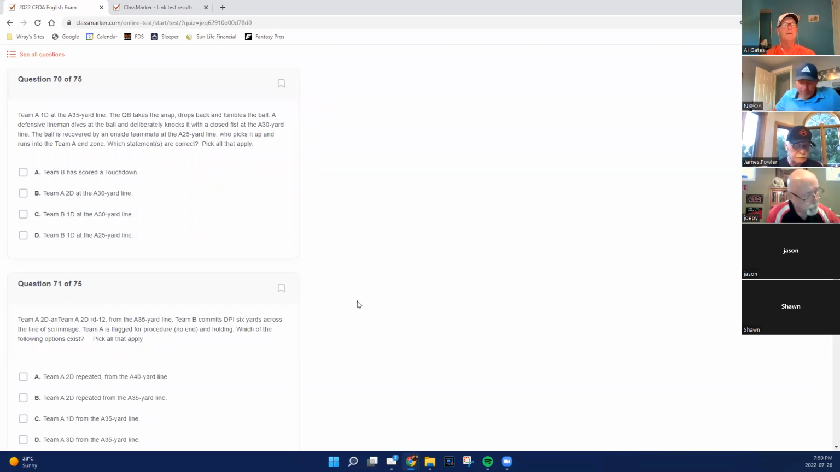Okay, so 70, team A at the A35 yard line. The quarterback takes the snap, drops back and fumbles the ball. A defensive lineman dives at the ball and deliberately knocks it with a closed fist at the A30 yard line. The ball is recovered by an onside teammate at the A25 yard line, who picks it up and runs into the team A end zone. Which statements are correct? Pick all that apply.